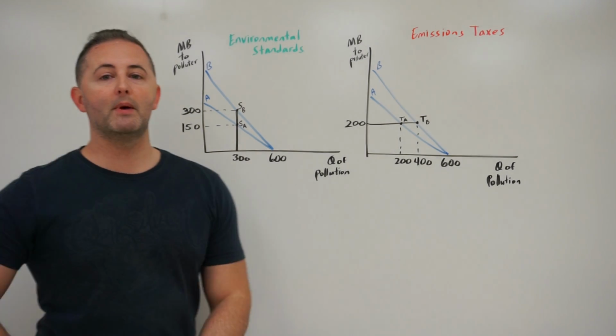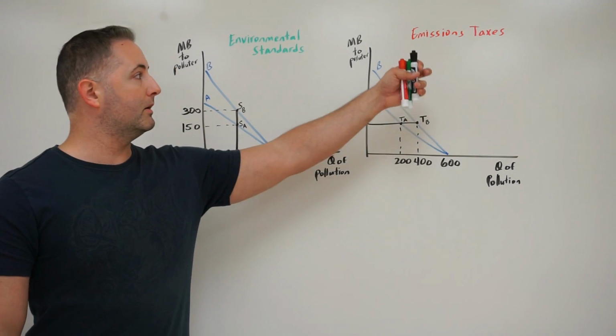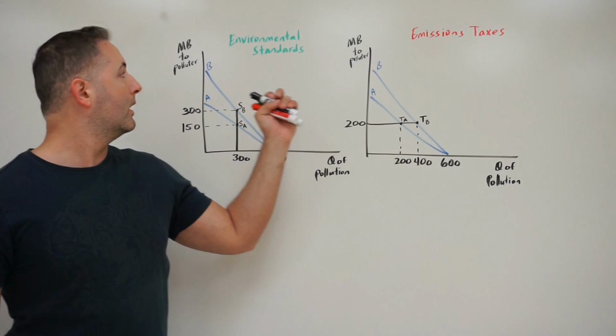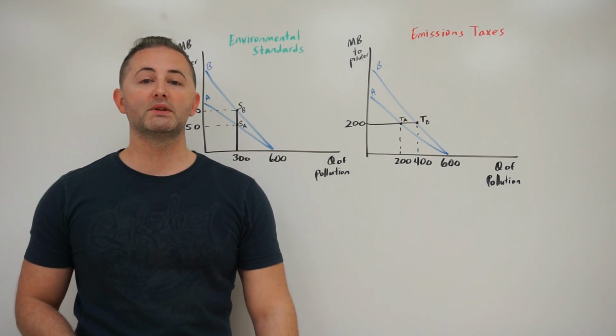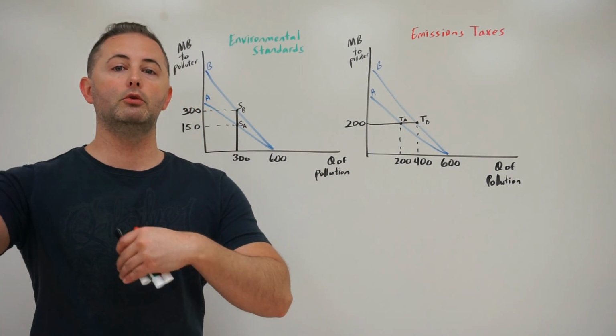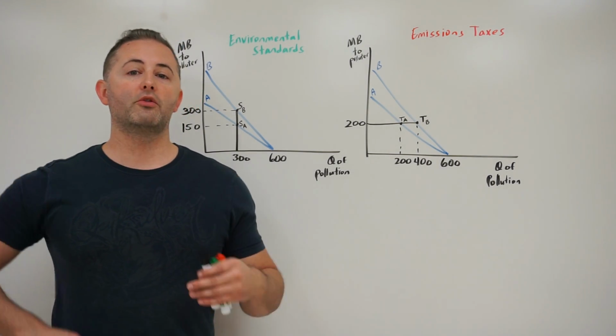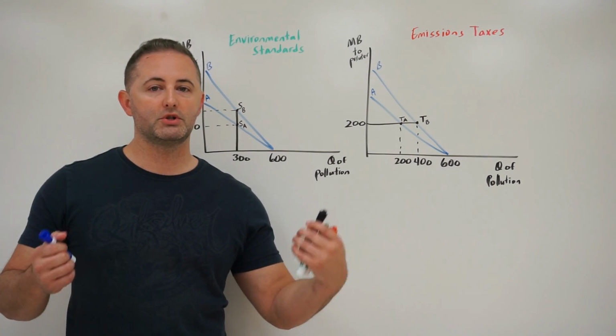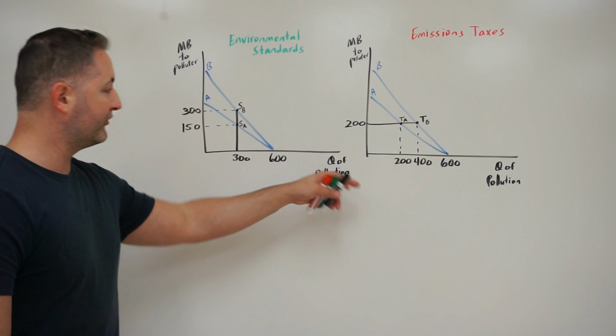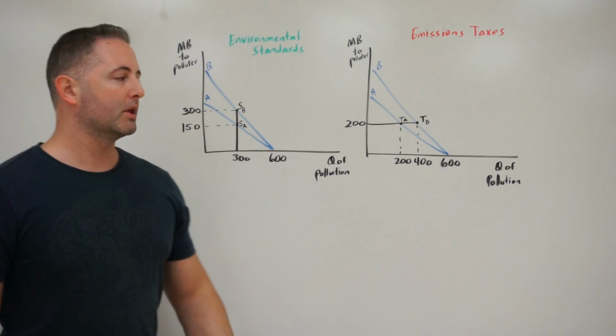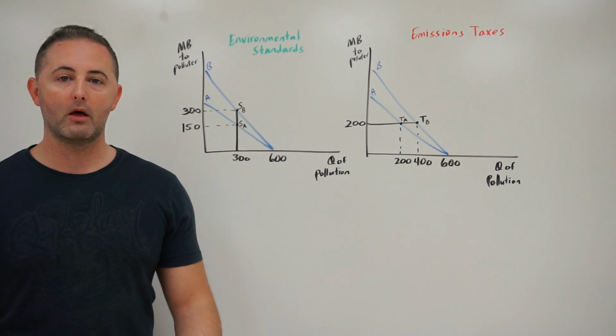So government can step in. There are a couple things they can do. They can tax the pollution. They can also just create an environmental standard, which is a regulation saying you're not allowed to pollute more than this amount. Another thing they can do is something called cap and trade, which is dealt with in another video. But for now, we're going to look at just these two options. So, is one more efficient than the other?